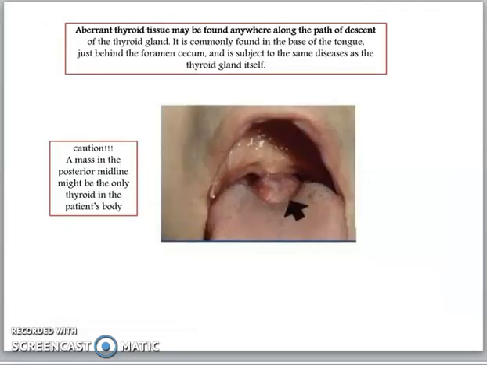There could also be aberrant thyroid tissue. This may be found anywhere along the path of descent.